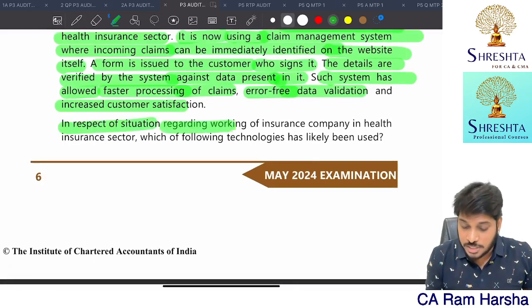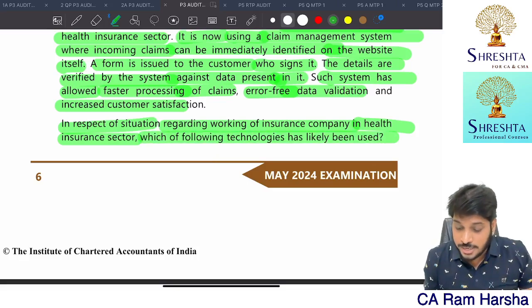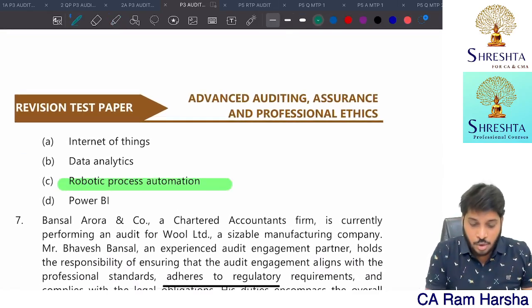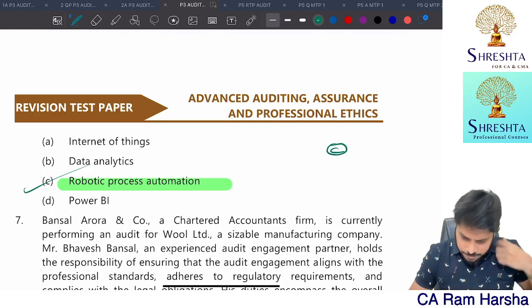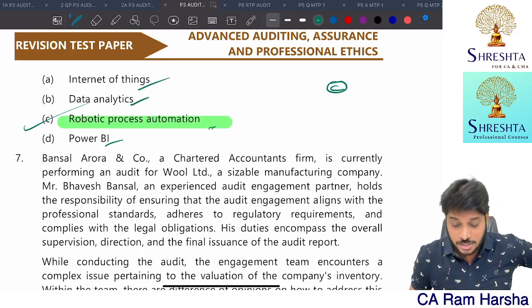In respect of the situation regarding the working of an insurance company in health insurance, which of the following technologies are they using? It's robotic process automation. It's a digital audit question. We call it robotic process automation. It's not Power BI, data analytics, or Internet of Things. It's robotic process automation. That's it.